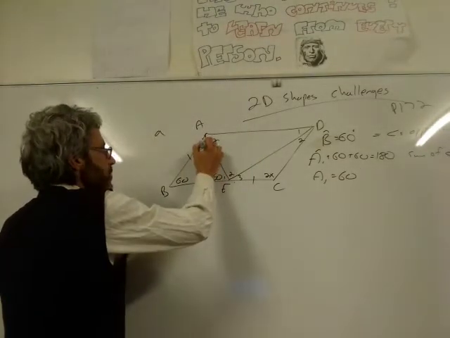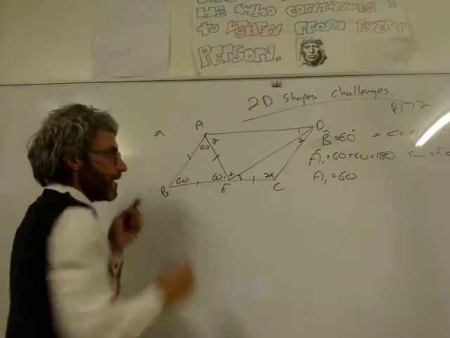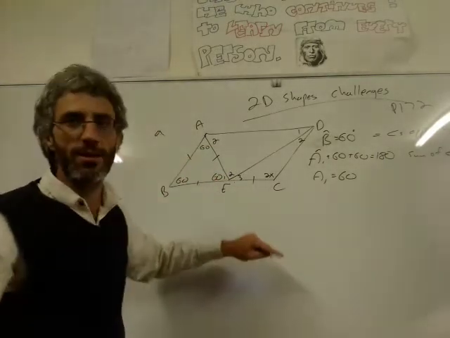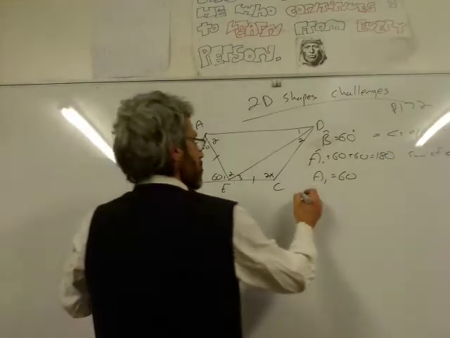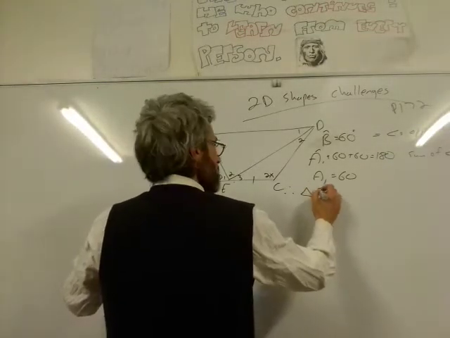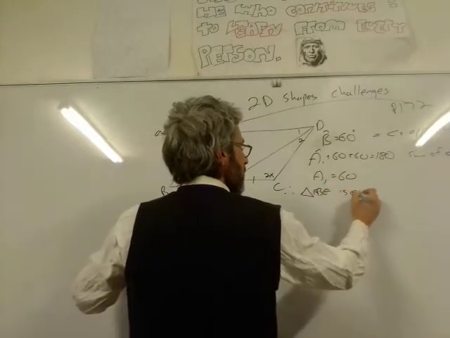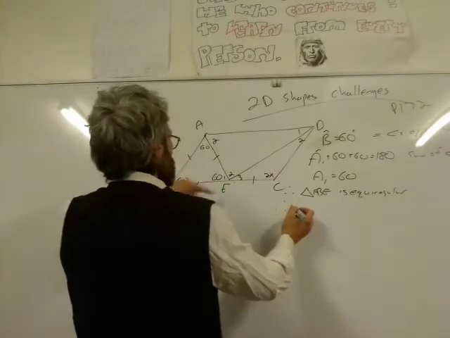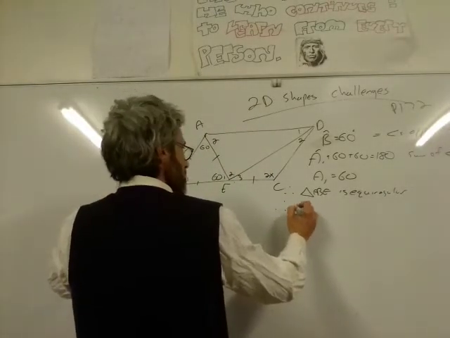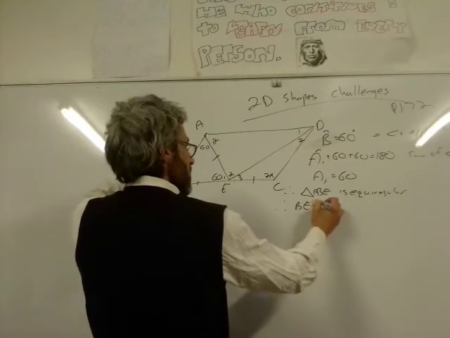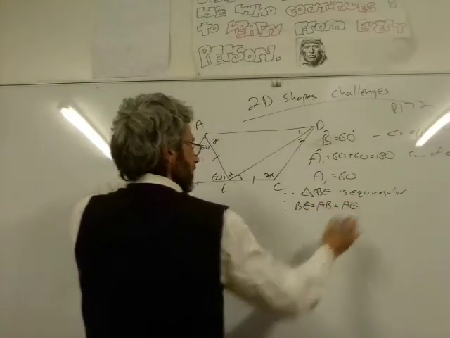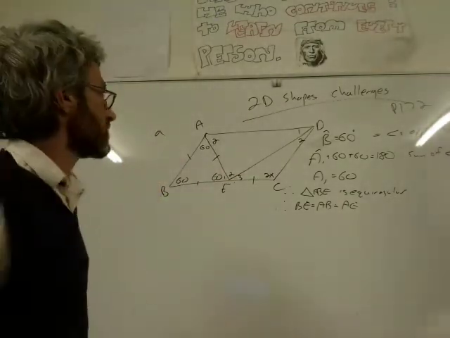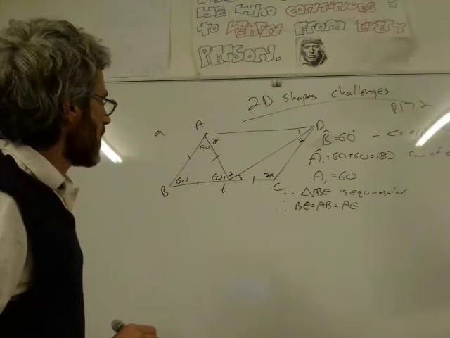So if this is 60 as well, then this is an equiangular triangle, and an equiangular triangle means that all the sides are equal. Therefore triangle ABE is equiangular, and therefore all the sides are the same. So BE is equal to AB, equal to AE. You have a triangle with all angles 60 degrees, meaning all the sides are the same. Right, why did I do that?